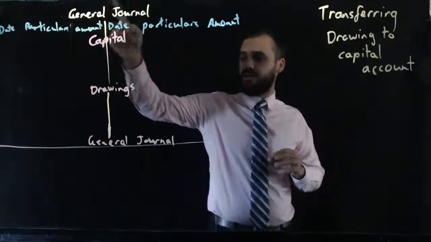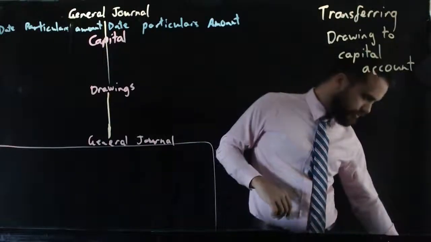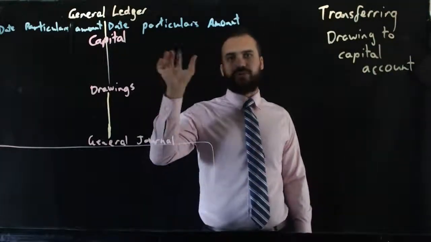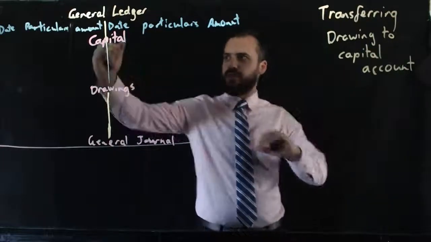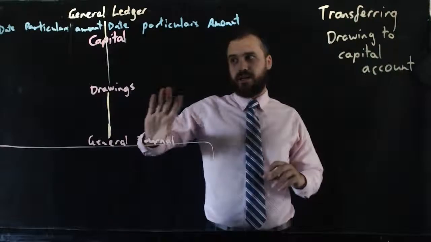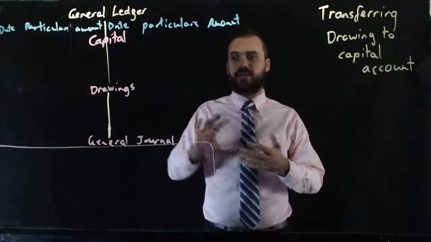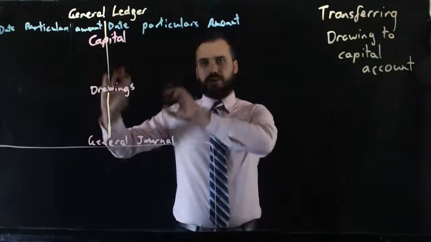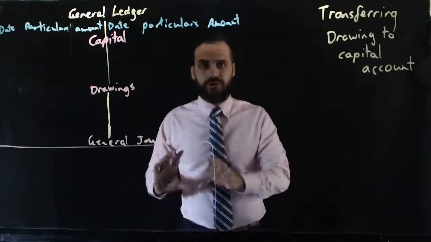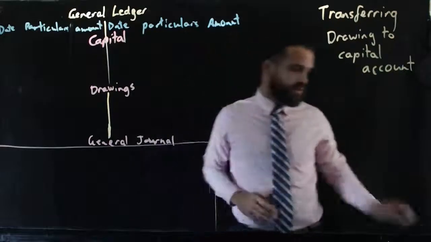So here's our general ledger account. Now, I'm just going to put in some values here for the full year into our capital and our drawings. Once we've got some values in there, we're going to have to transfer the value of the drawings into the capital, and we're going to do that by putting an entry into a general journal. All right, let's do it.